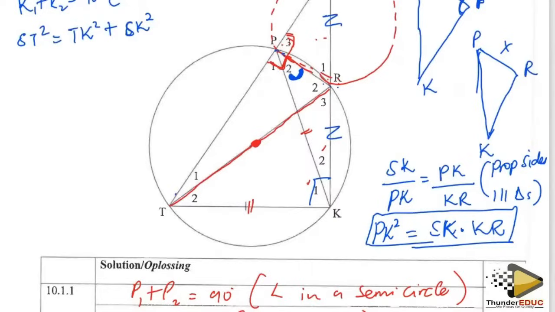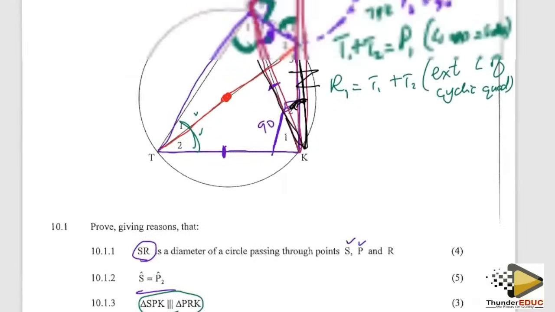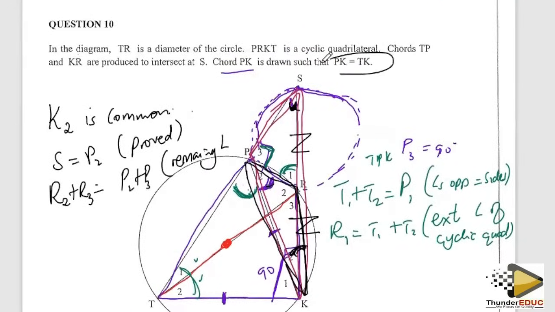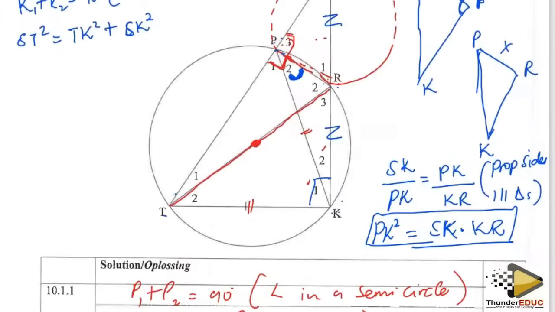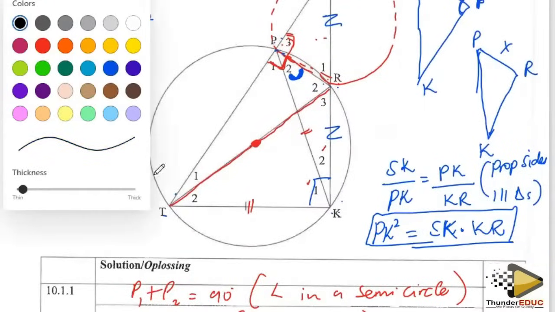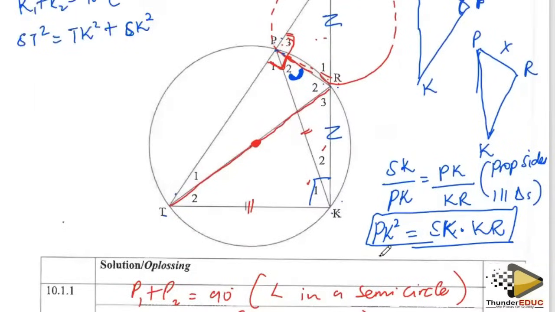All right, then I can just go back and know that our PK is the same as the TK from the question. We were told that PK is the same as TK. So where I see a PK, I can replace it with a TK, so that I have TK squared is equal to SK times KR. Let's get here. So this is going to be ST squared is equal to, where there is TK, I'm going to replace all of this.